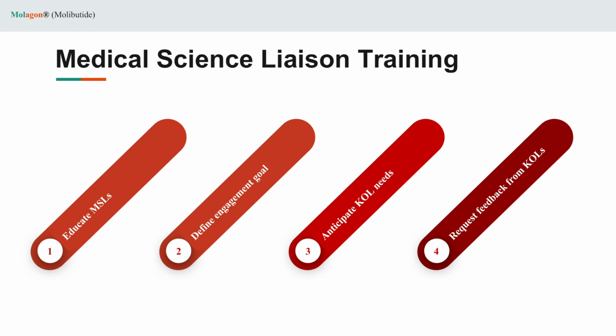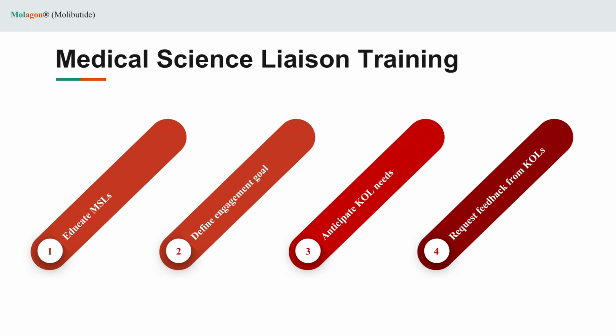And for medical science liaison training, we have a 4-step process in which we will be training our MSLs. So first, although we will be hiring trained therapeutic professionals, we want to train the MSLs specifically on Molagon through PowerPoint presentations provided by the medical information team.